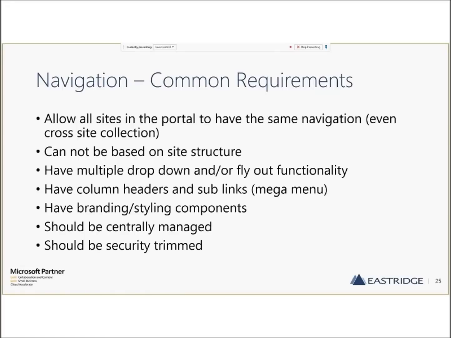Maybe we'll want to have multiple drop downs or flyouts, multiple levels of flyouts. And there's only a few that you can get out of the box, and the way that it works is kind of static. So any modifications to that is going to end up with a custom CSS. So you're going to be in custom territory again. Maybe you want to have column headers and sublinks in a wide versus tall formation, sort of like a mega menu. Other additional branding and styling requirements or components. Adding a background image or a watermark, for example, to the flyout menu.